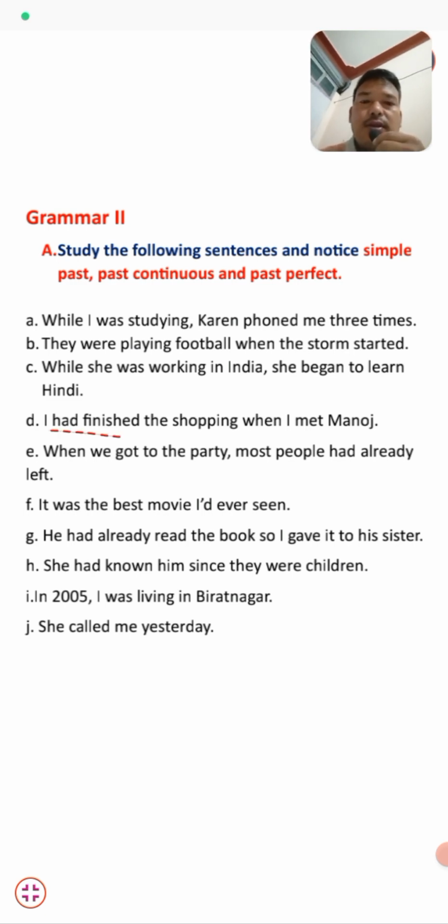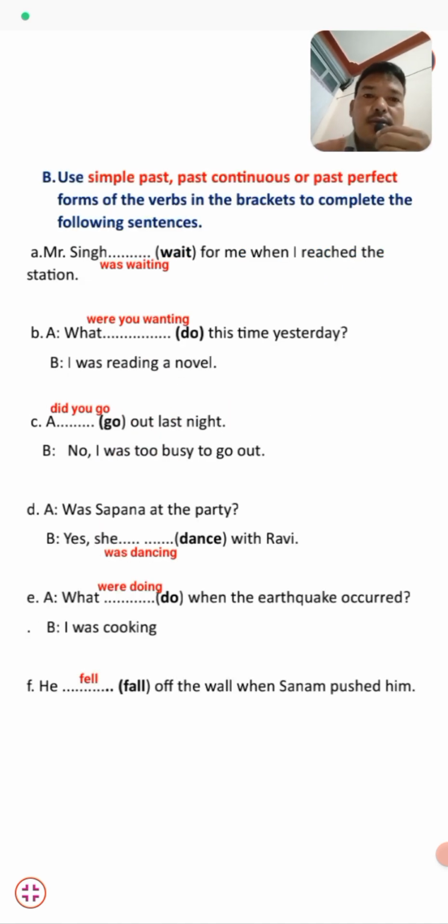And here in D number you can see, for example, I had finished the shopping. Had finished is past perfect, and I met Manoj is simple past. Students, these are all the sentences given that you have to study and notice. Now move to the exercise. Here is the exercise, students.